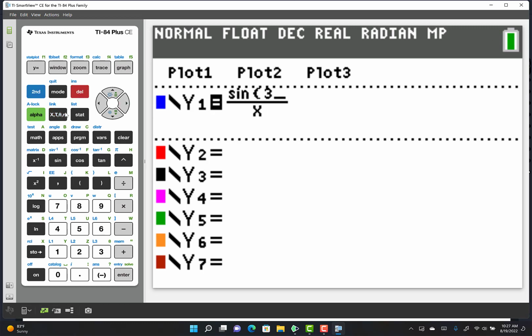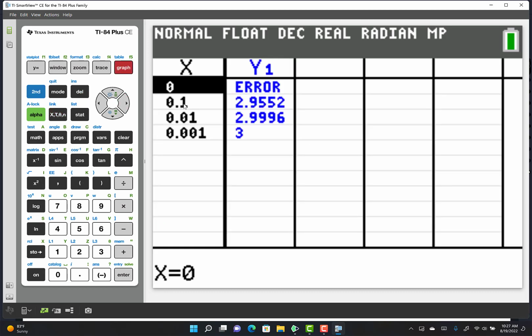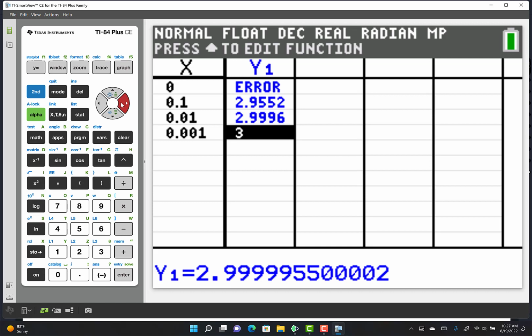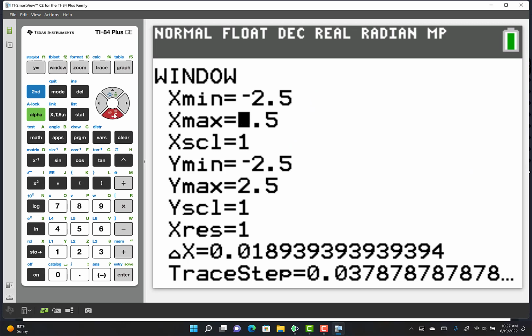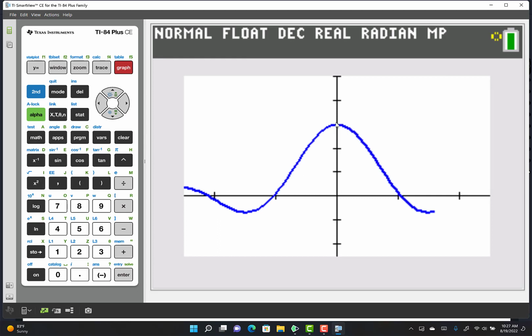Sine 3x over x. All right, look at this second table and look at those numbers: 0.1, 0.01, 0.001. It says 3, but it's not really 3, it's 2.999. See? The graph now looks like a transformation. Remember, it's still undefined at 0, because you can't divide by 0. This is how the graph looks, sine 3x over x. There's a hole right here at 0, 3.